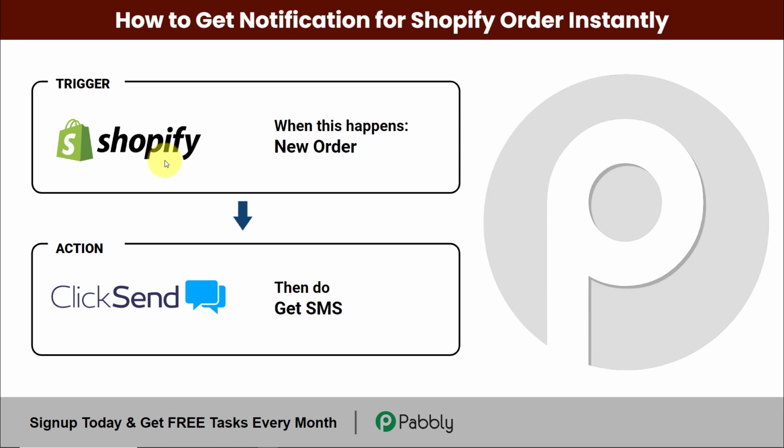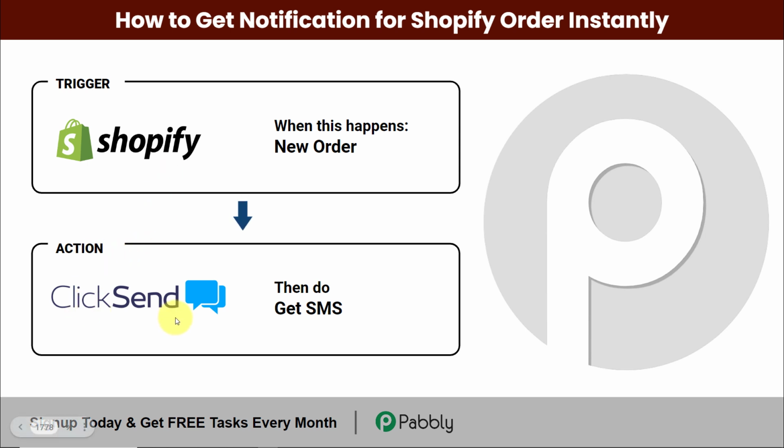In this video, we are going to understand how to get notification for Shopify order instantly. So here my objective is that every time a new order is created on Shopify, which is an e-commerce platform, then automatically a notification must be shared with my team via SMS, and for this I'm going to use the application ClickSend. Now to do this, I'll have to integrate Shopify with ClickSend, and we can do the same using Pabbly Connect. So here my trigger will be Shopify, my action application will be ClickSend.